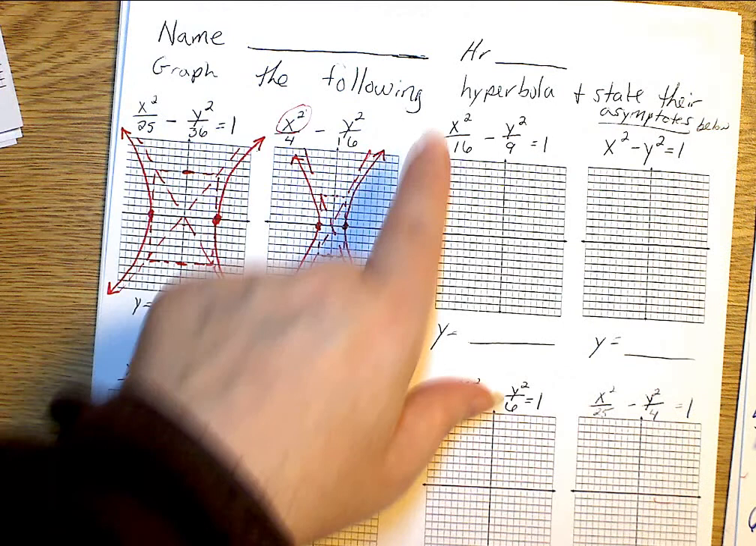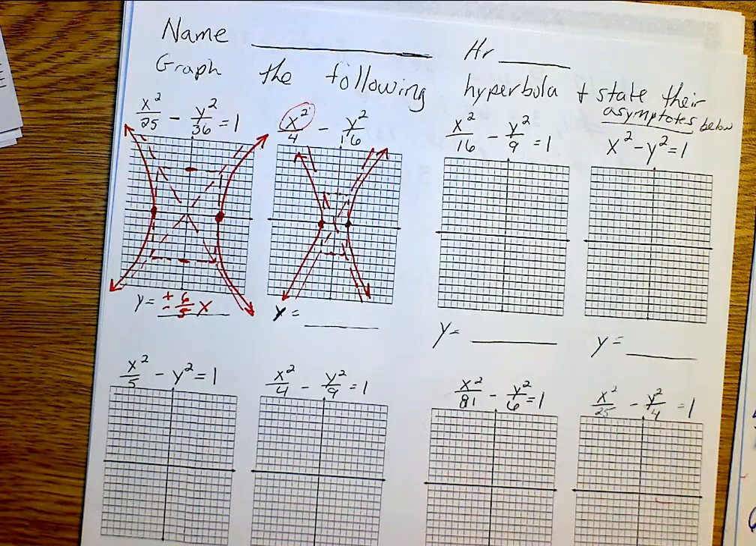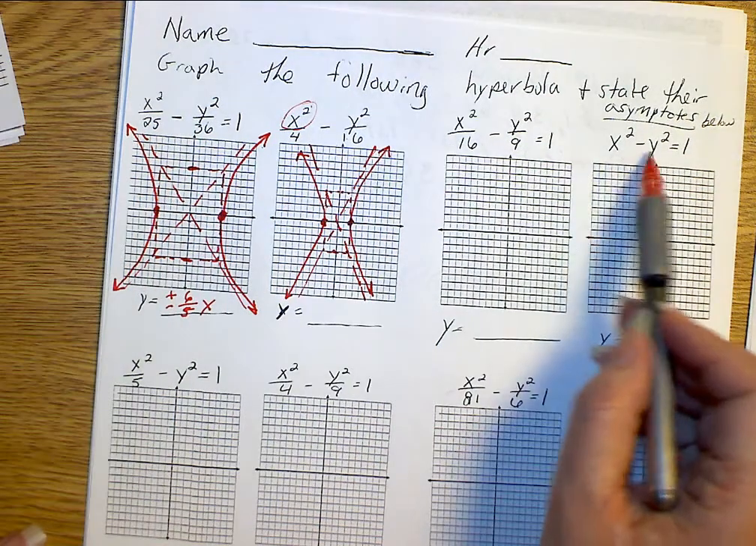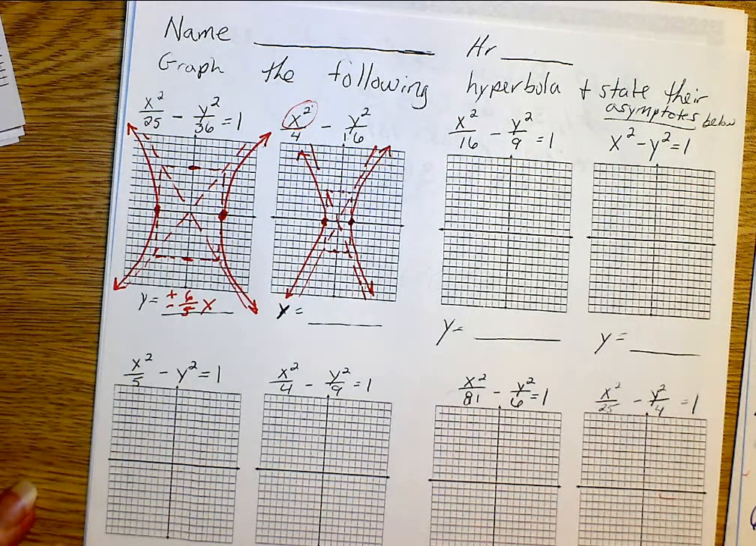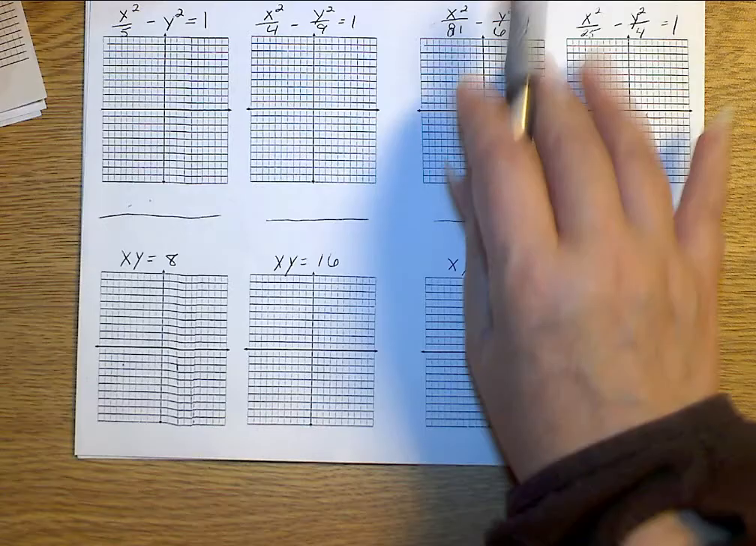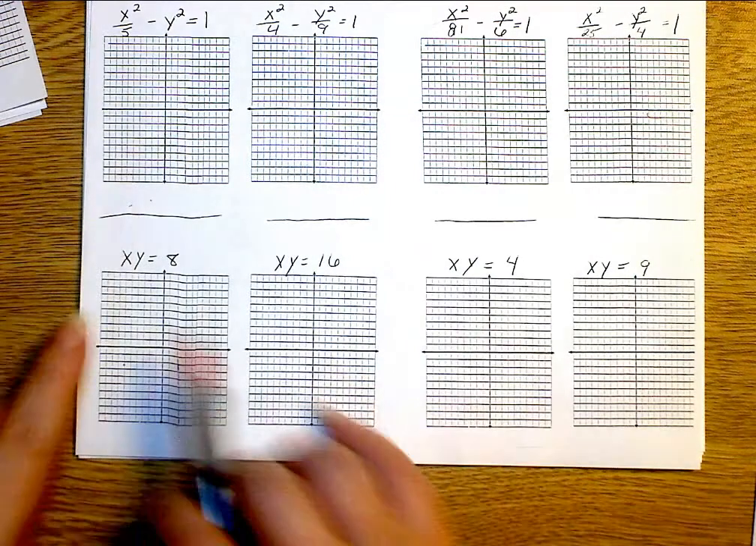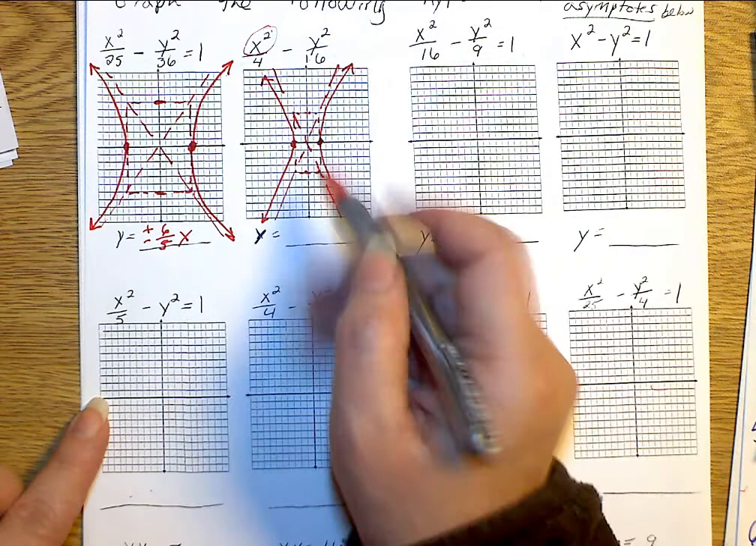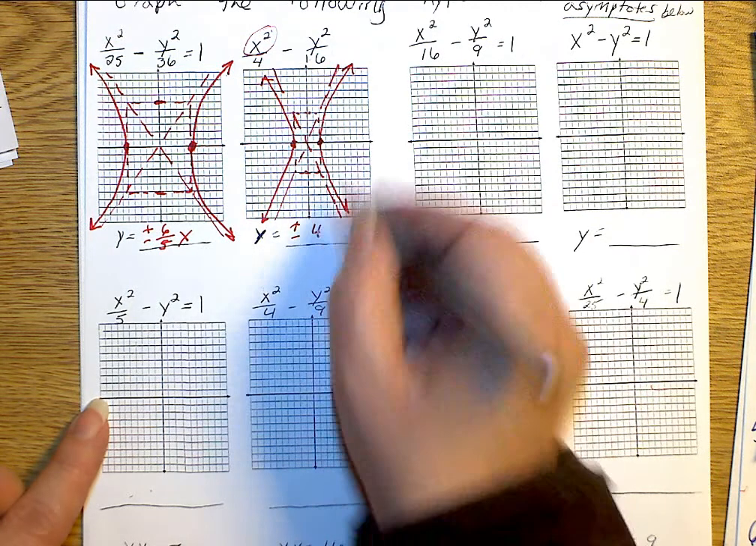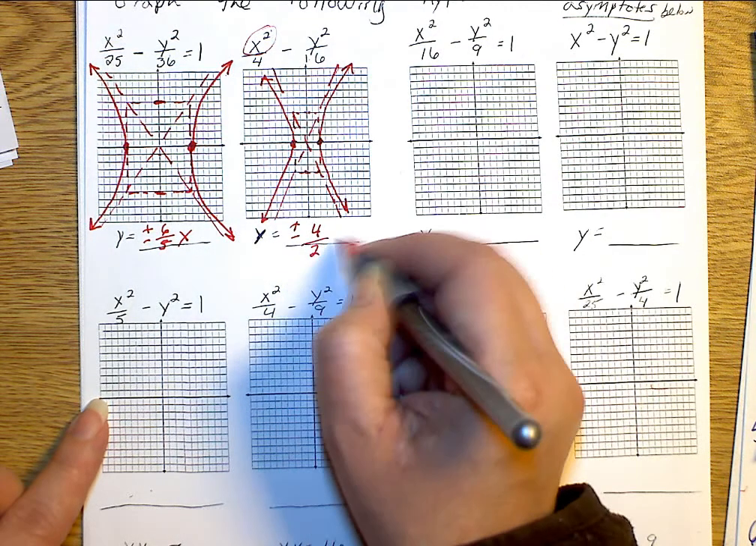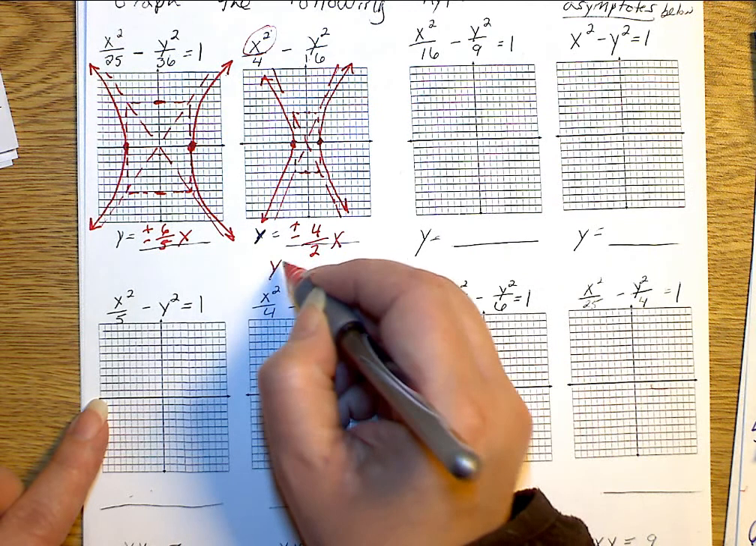Really quickly, looking at this last one, what is on the bottom of these? A 1. So remember, when you're doing it, you want to make sure you do it as a 1. That is one type of hyperbola. The other type looks like this. Oops, we forgot to do our asymptotes. Our asymptotes are plus or minus b, which is 4, over a, which is 2x. So y is equal to plus or minus 2x.